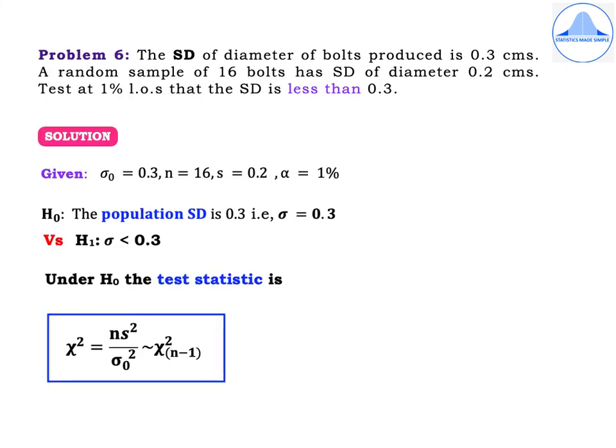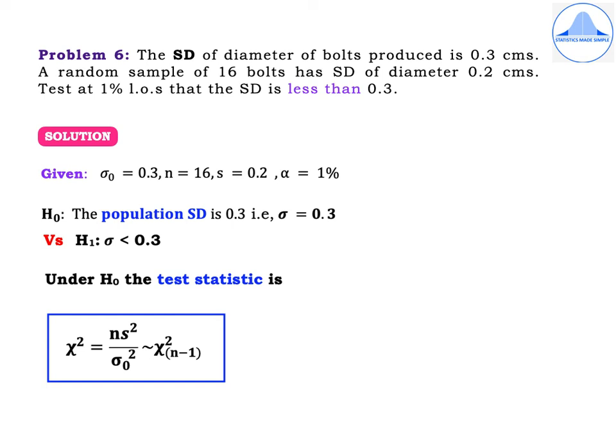Problem 6. The standard deviation of diameter of bolts produced is 0.3 centimeters. A random sample of 16 bolts has standard deviation of diameter 0.2 centimeters. Test at 1% level of significance that the standard deviation is less than 0.3.